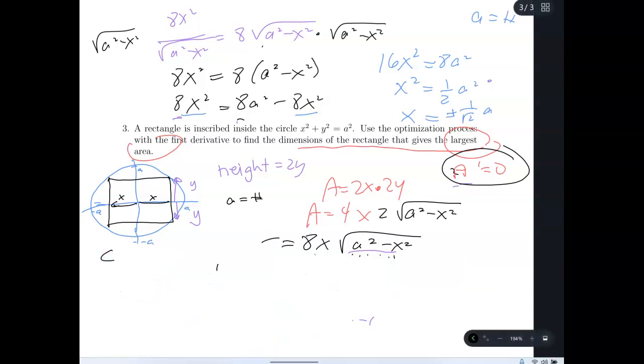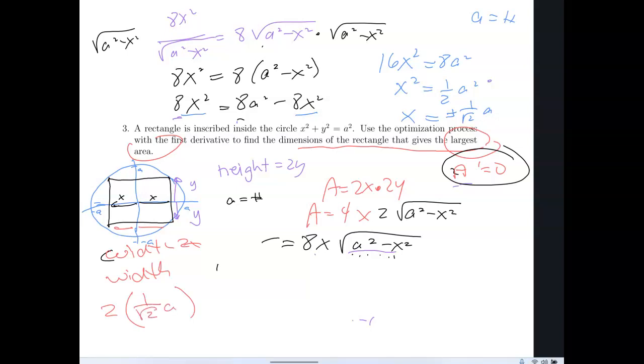And so the width will be 2 times that x value. Remember, x and x give me the width. The width was 2 times x. So I take 2 times 1 over root 2 times a. So 2 over root 2 is root 2, so the width is root 2 times a. That's the width. Okay, how do we find the height?